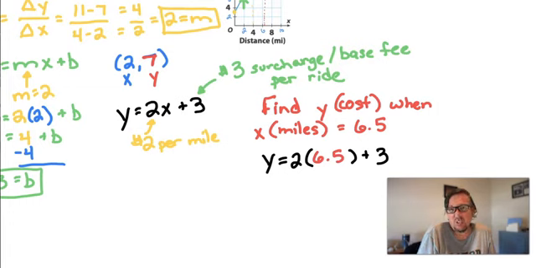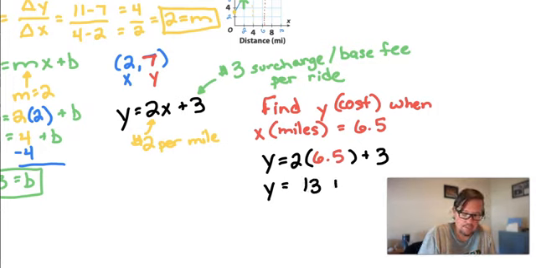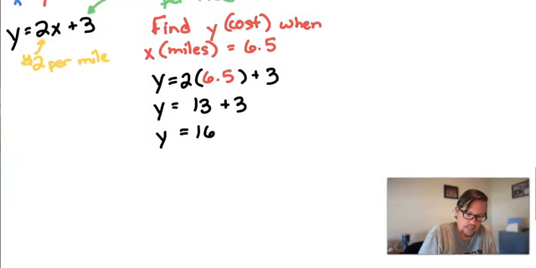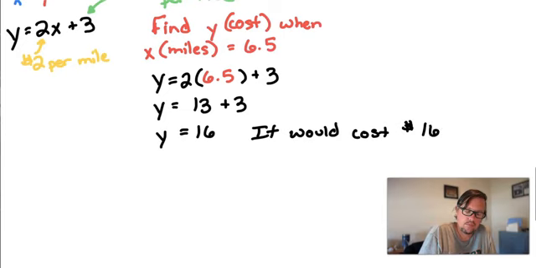So this is just multiplication and addition. Y equals 2 times 6.5 is 13. And 13 plus 3 is 16. So it would cost $16 for a 6.5 mile ride.